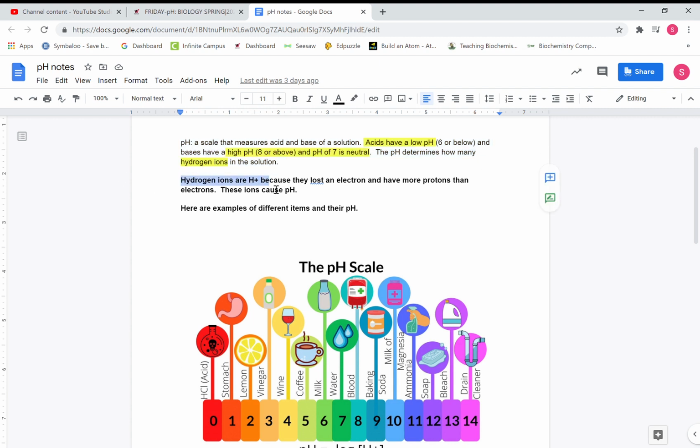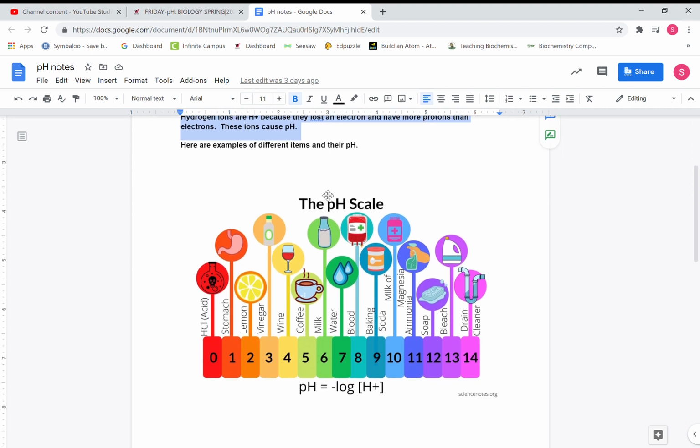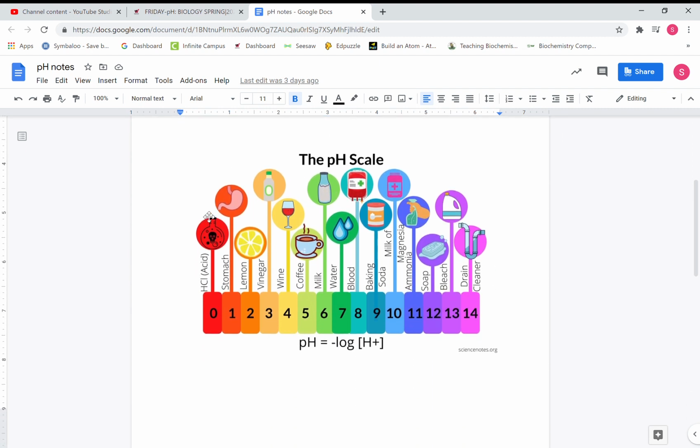When we get a hydrogen ion, because we lose an electron, which makes us have more protons than electrons. That's how we have the pH scale. This is a pH scale here. It's showing us that 7 is neutral, 6 and below is an acid, 8 or above is a base.